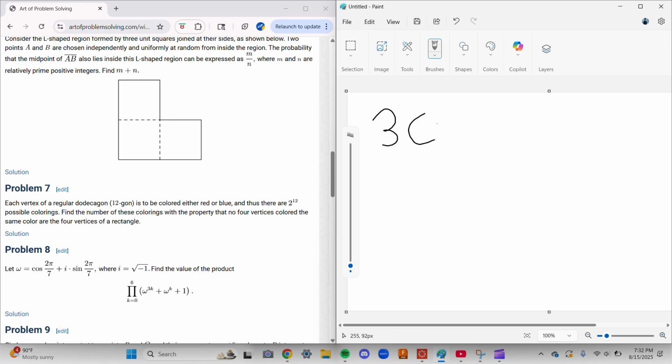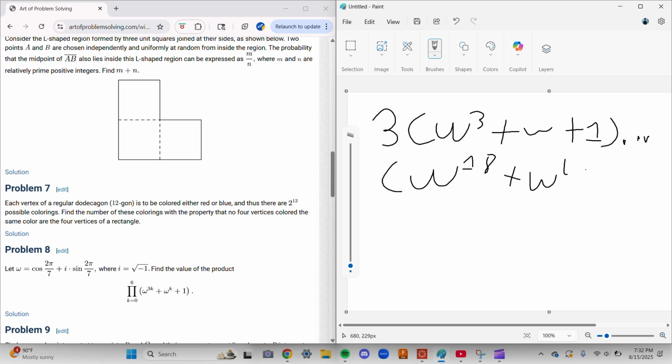For k equals 1, we'll have w to the third plus w plus 1, and etc. all the way until k equals 6, where we'll have w to the 18 plus w to the 6 plus w plus 1. So this is the product that we need to find.